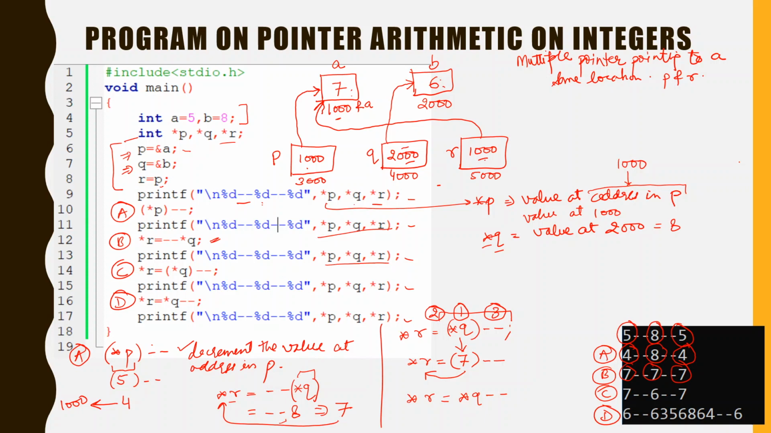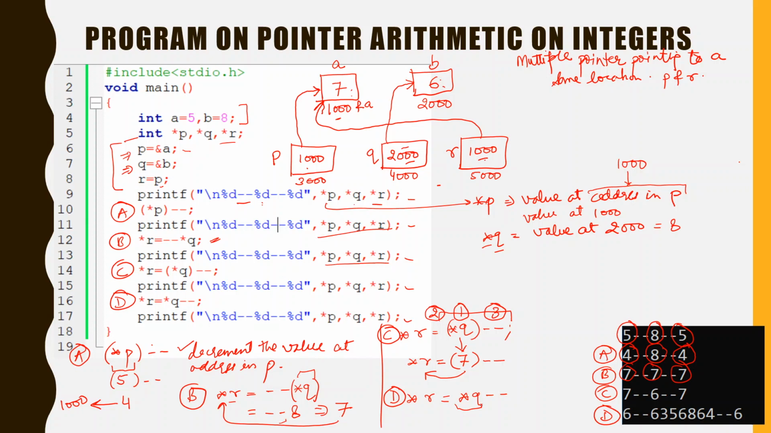Now here we have to see what this pointer q belongs to. Pointer q belongs to a different memory location. So if we write statement number D, this was statement number C, and this was statement number B. If we resolve statement number D, which is pointer r equals to pointer q minus minus, first the priority would be to resolve this pointer q.